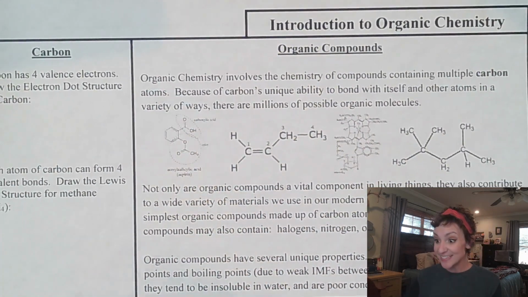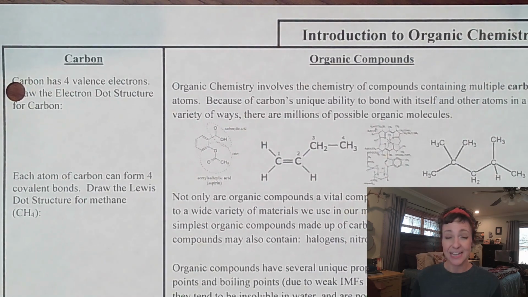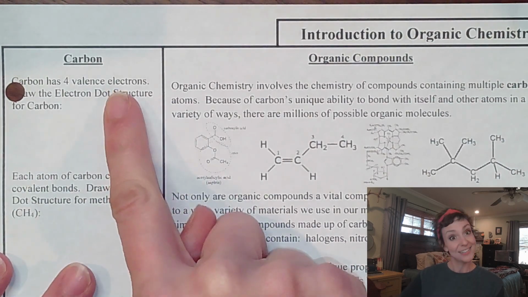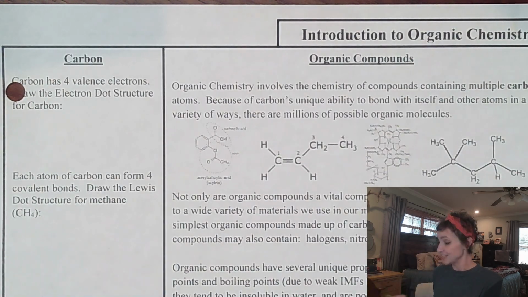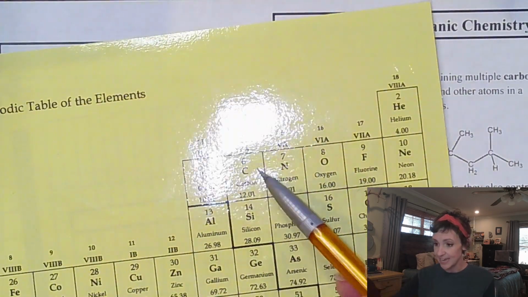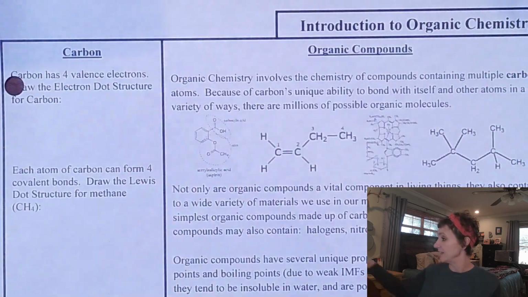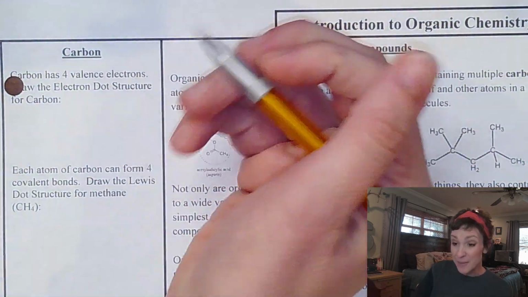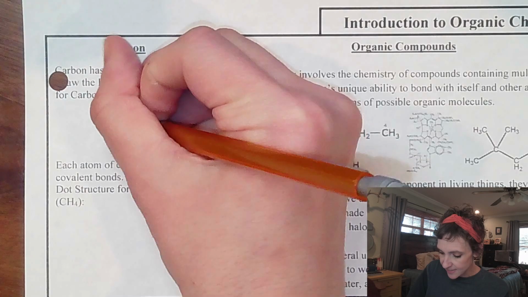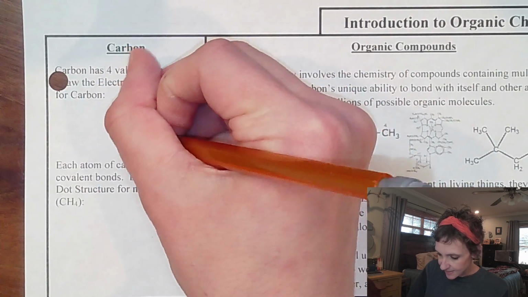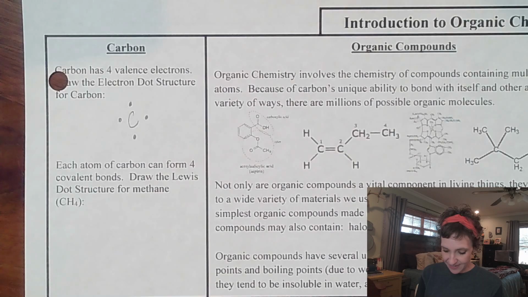Okay, so let's start. We said organic chemistry is the study of carbon compounds. Let's talk about carbon then. It says carbon has 4 valence electrons. We know that because, look, it is in group 14. It's got 4 valence electrons, okay? So I'm going to draw the electron dot structure for carbon with its 4 valence electrons. There it is. It looks real good right there, doesn't it?